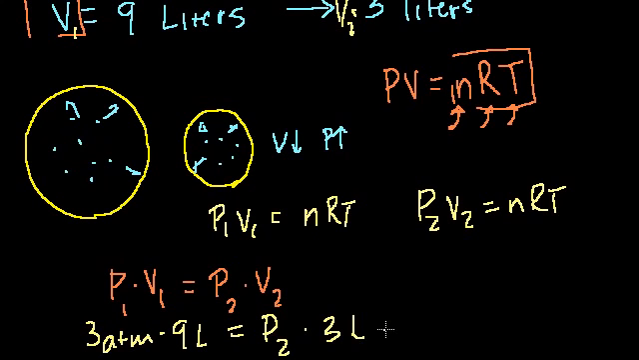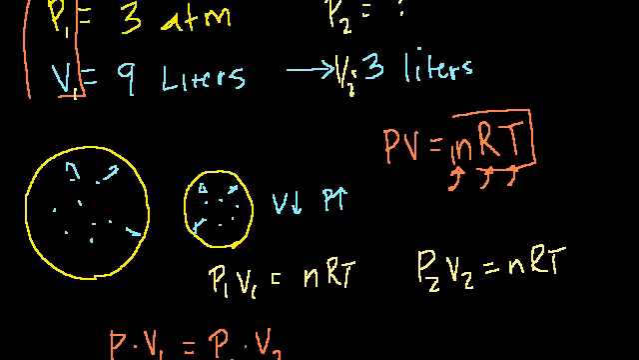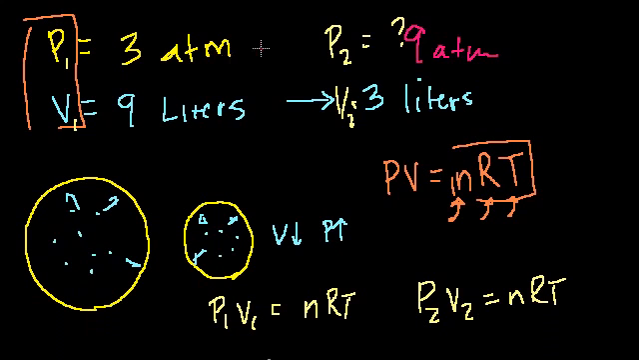If we divide both sides of this equation by 3 liters, the 3 liters cancel out, and we're left with 9 atmospheres. And that should make sense. When you make the volume 1/3 of your original volume, then your pressure increases by a factor of 3. So the volume went by times 1/3, and the pressure went times 3. That's a useful thing to know in general. If temperature is held constant, pressure times volume is going to be a constant.